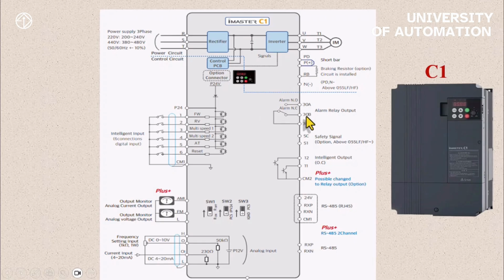The 30A, 30B, and 30C terminals are related to the relays. This inverter has a safety torque relay, which corresponds to terminals SC and S1. It has a transistor output. It has a built-in RS485 network with RXP and RXN as the input terminals. Its terminals are 6-pin, as we mentioned before. It has an analog output, and the analog input can be voltage or 4 to 20 milliamps. It has an ampere input, and you can see the other features of this inverter in this schematic.